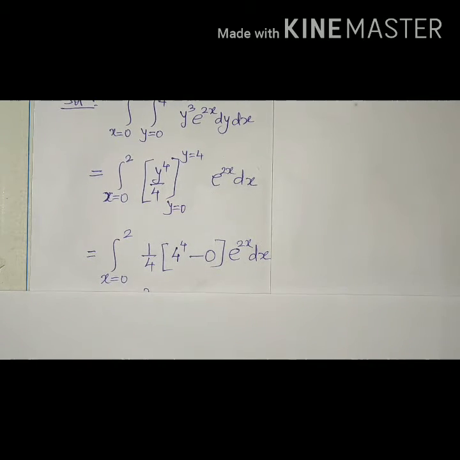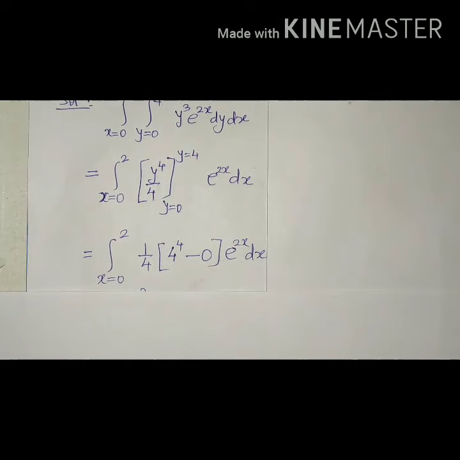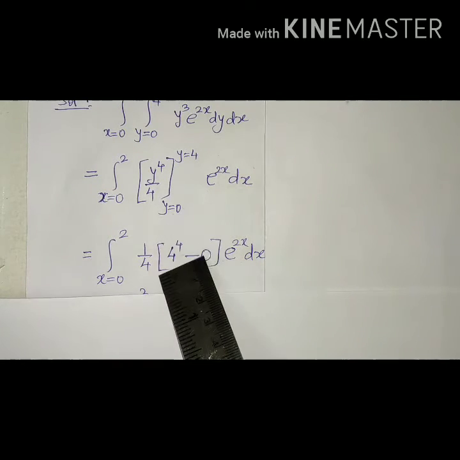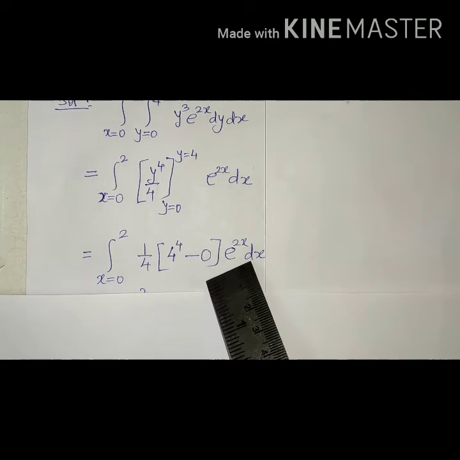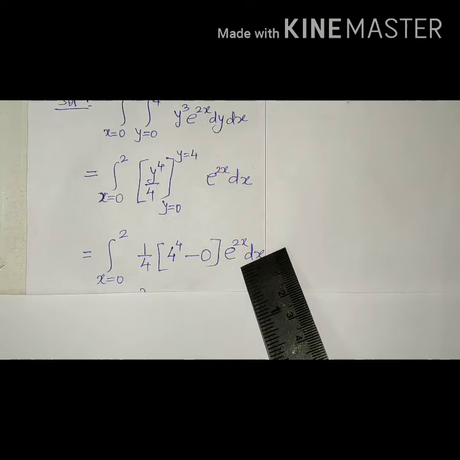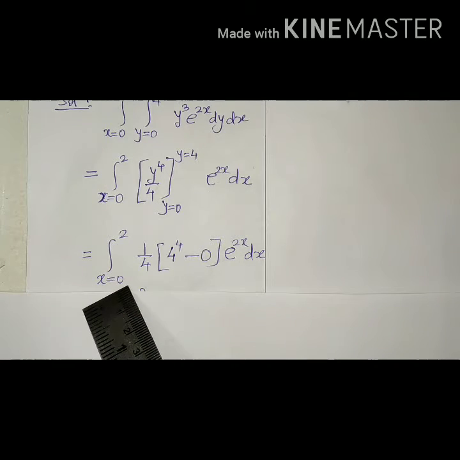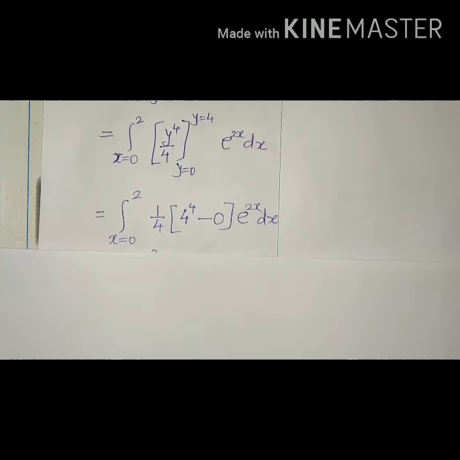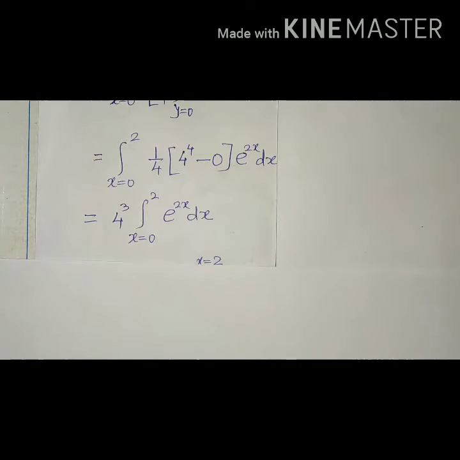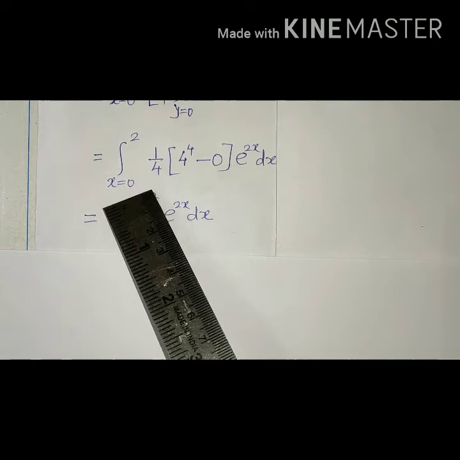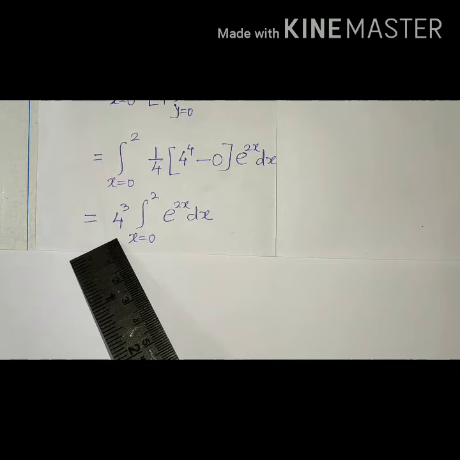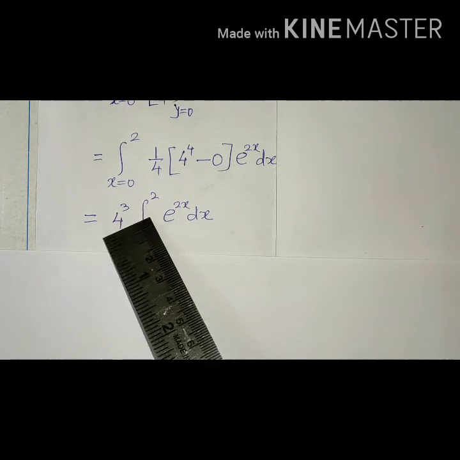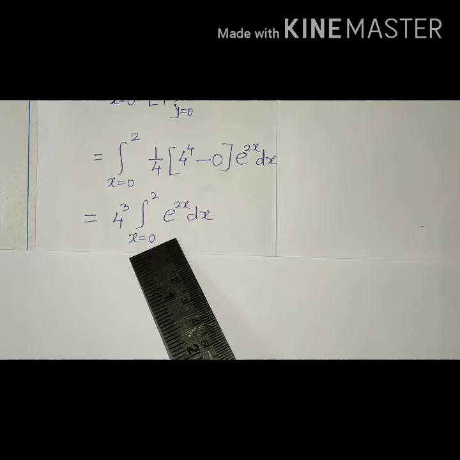If we put the limits, it is 4 raised to 4 minus 0. And the division by 4, I mean 1 by 4, we have taken it out. And inside we are having upper limit as 4 raised to 4. The lower limit is 0. And this e raised to 2x is as it is. And yet we have to calculate the outer integral. Now this value 4 raised to 4 upon 4 goes to 4 cube, and being a constant we have taken it out of the integral, and this integration is from 0 to 2 with respect to x.